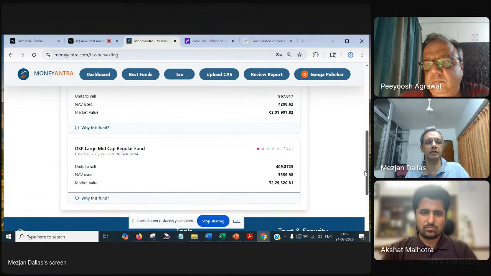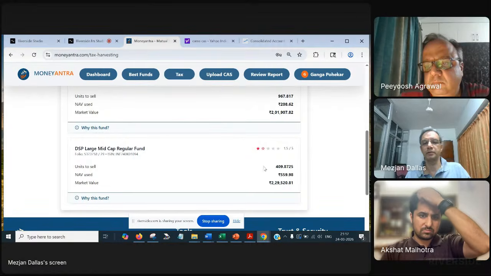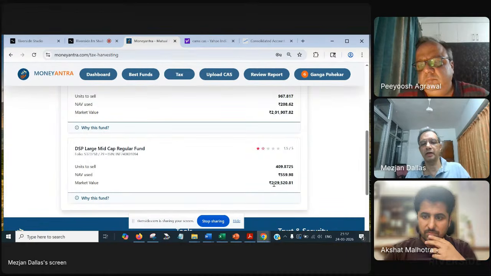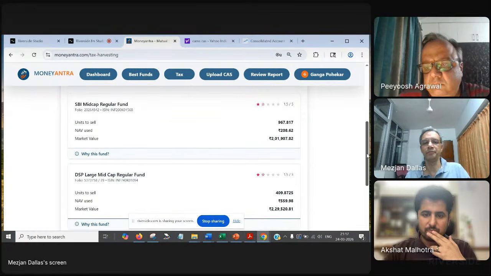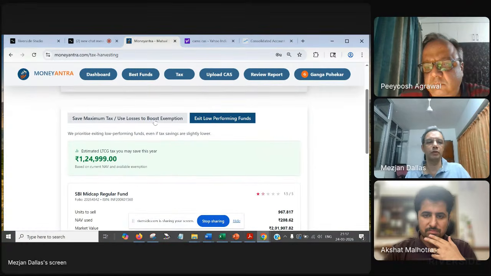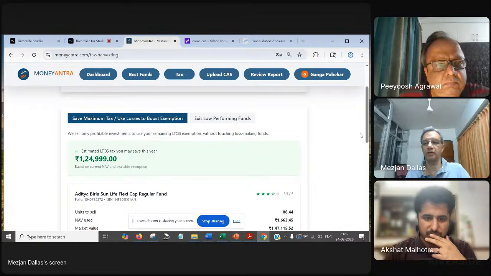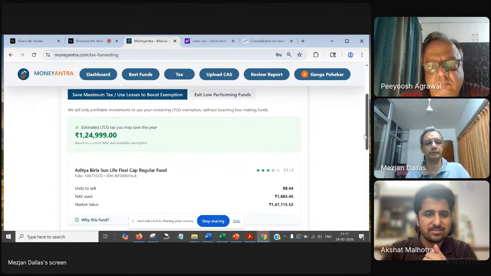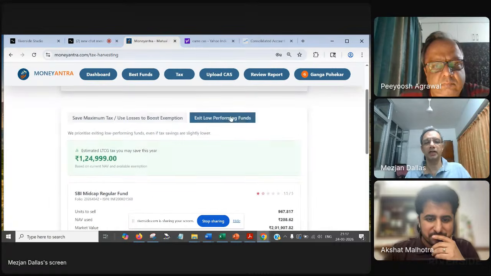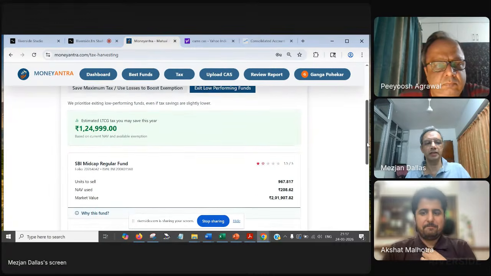Of course, this has given us multiple choices, right? It has given DSP large mid cap also. So it is saying this person can sell 409 units of DSP large and mid cap for a market value of 2,29,000, right? These are not the only two. Then it's doing a lot of analysis. It's also giving that exit low performing funds.